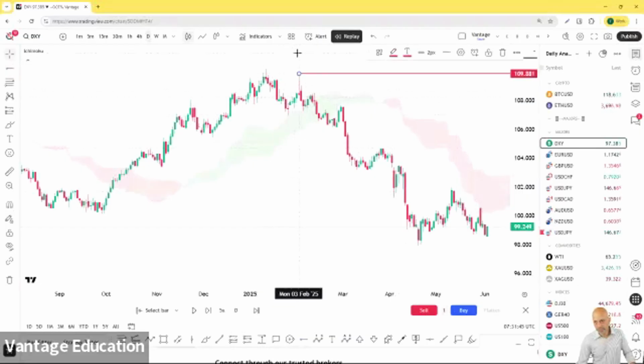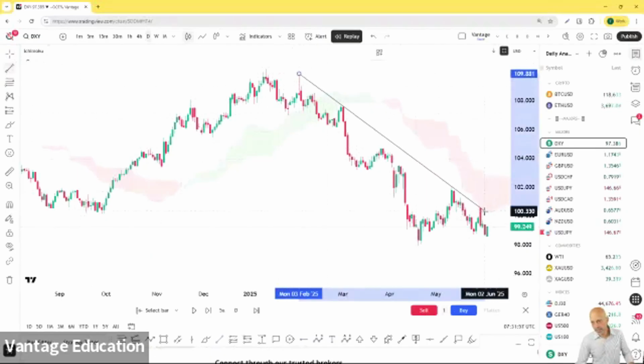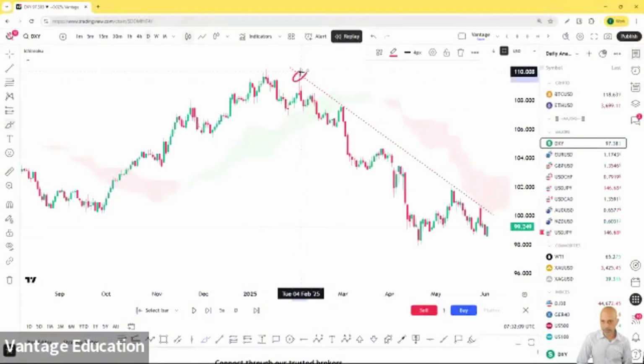We can identify a descending trend line here, right? First of all, we can identify a descending trend. Remember, for the downtrend, descending trend lines are drawn from the top, and we can see that we have one touch here, 3rd of February, second touch here on 28th of Feb.